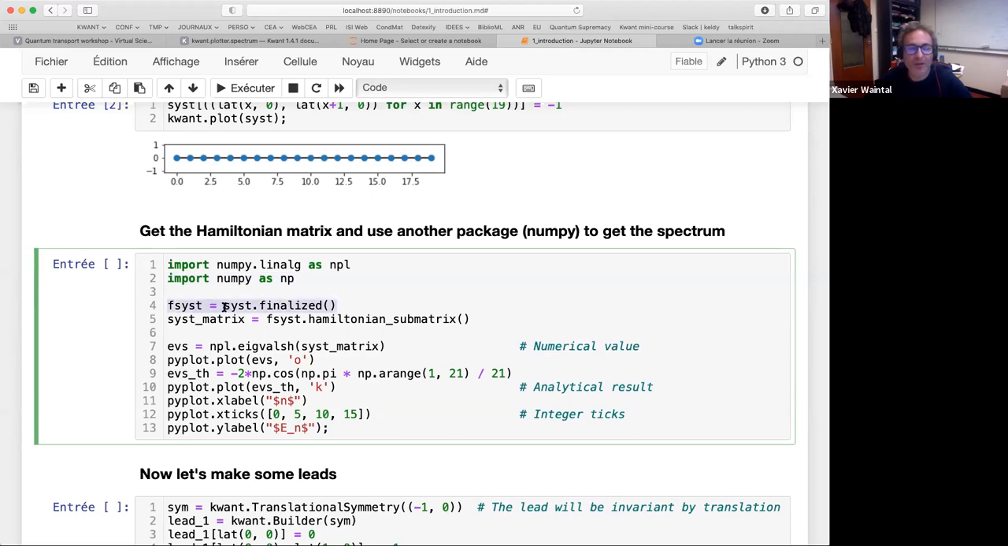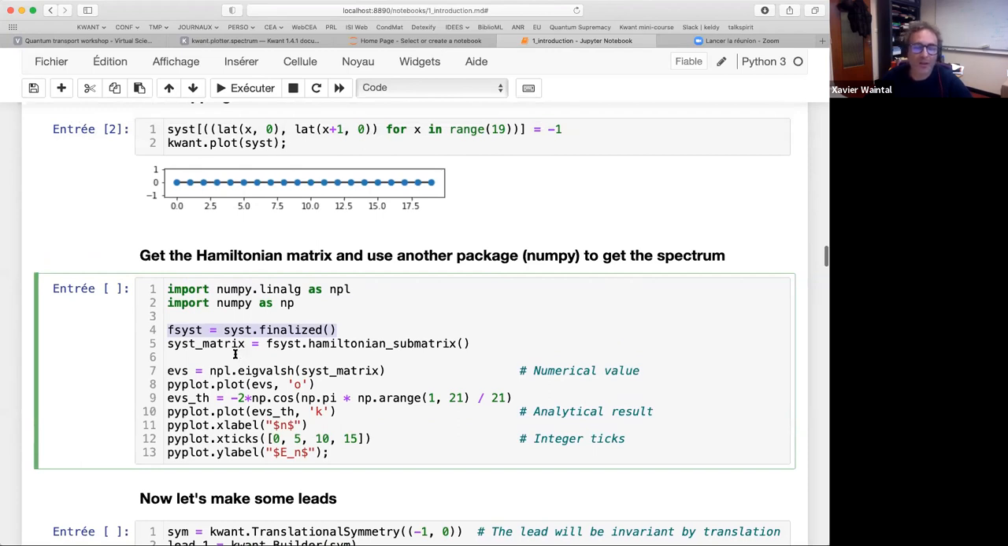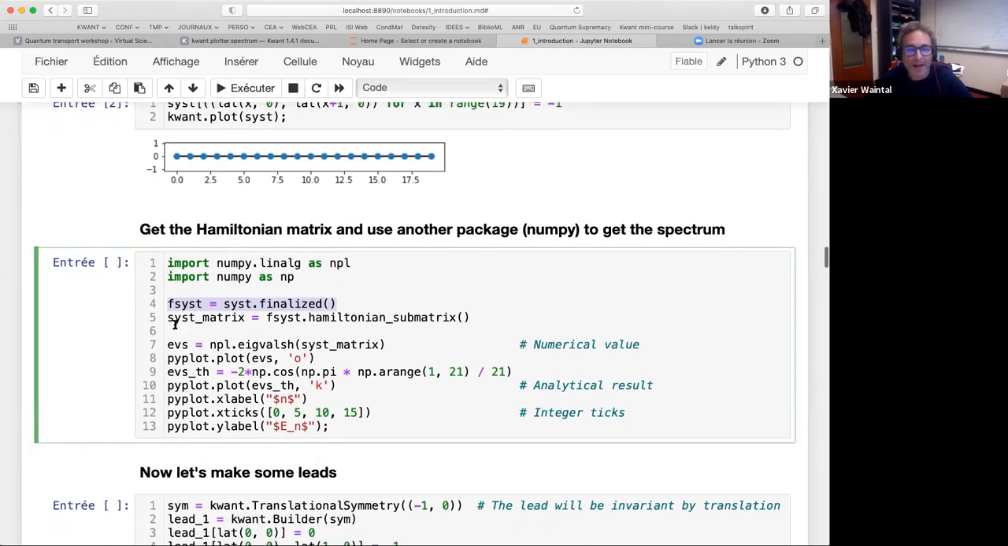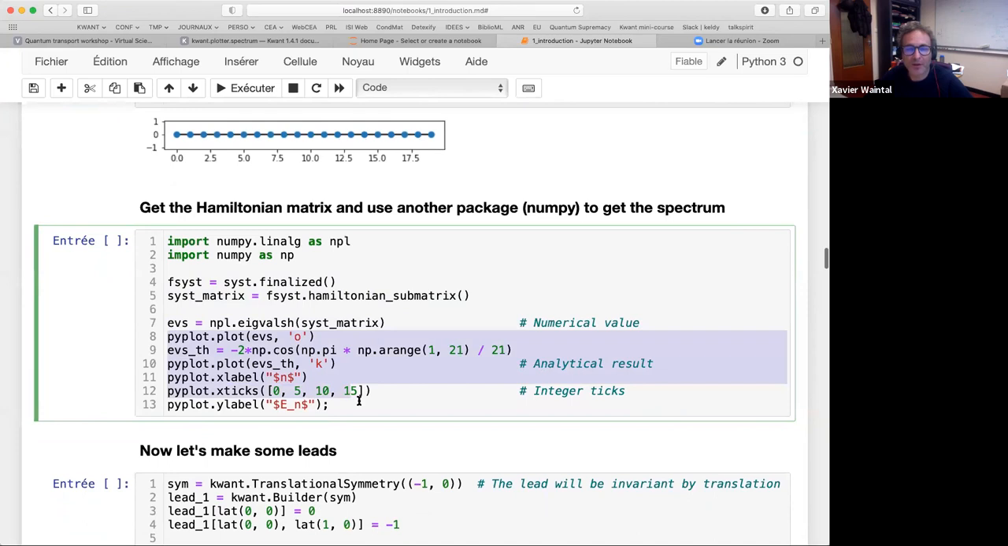So a finalized system essentially goes from the high-level representation, very close to the high-level concepts that we understand, and it creates the sparse low-level matrices that are actually needed for the numerics. All the ugly things that you don't want to know. And then when I have this finalized system, I can, for instance, ask it to get a Hamiltonian matrix, and this will actually return a matrix, like really an array, 20 by 20 in this case. And then I can use NumPy or any other library to diagonalize this array and get the eigenvalues. And then I can plot them using matplotlib.